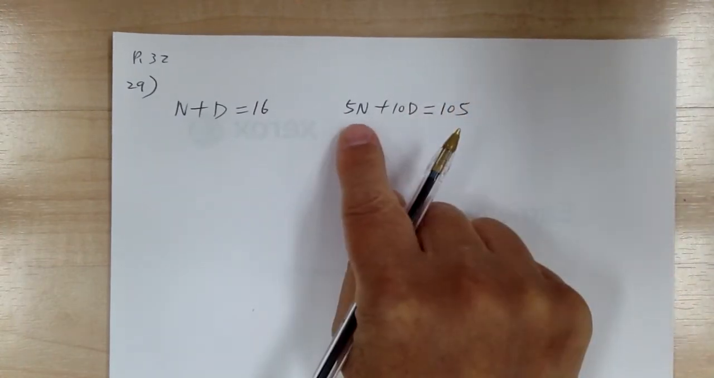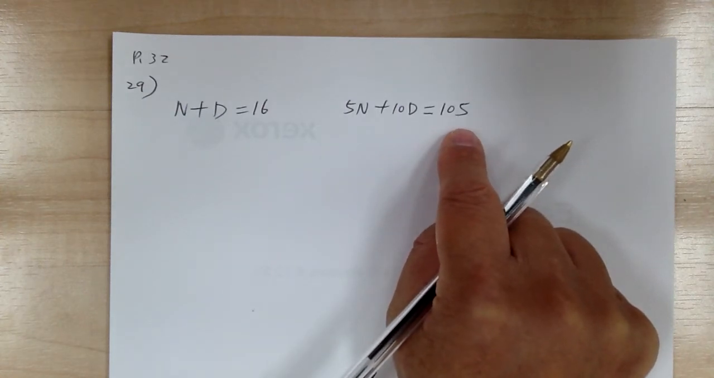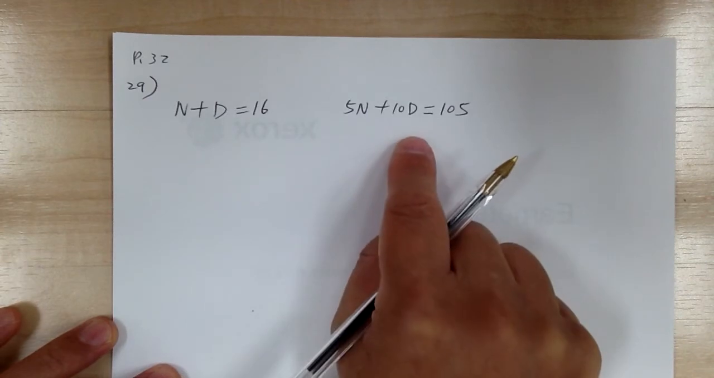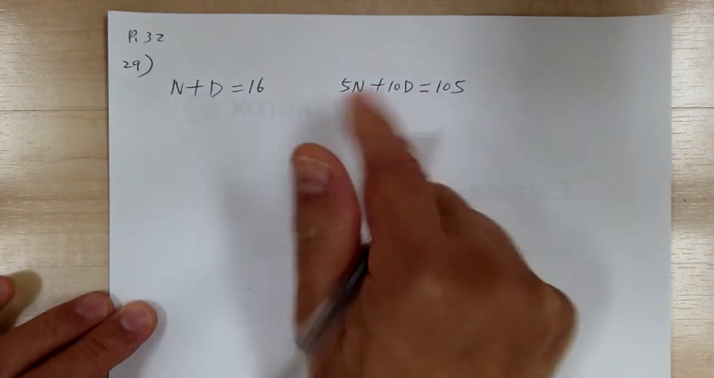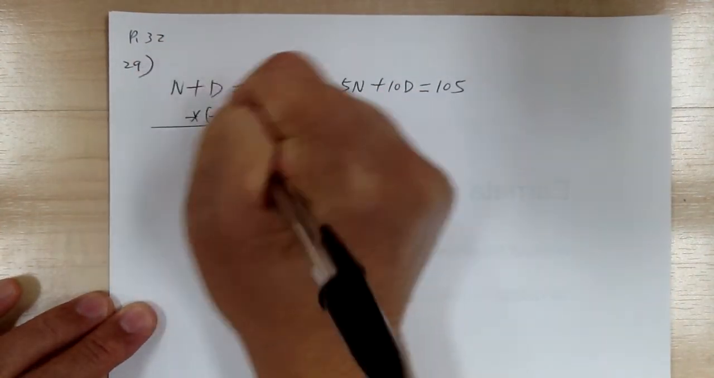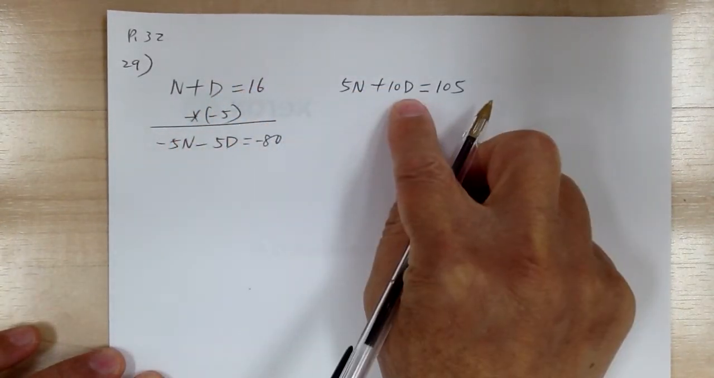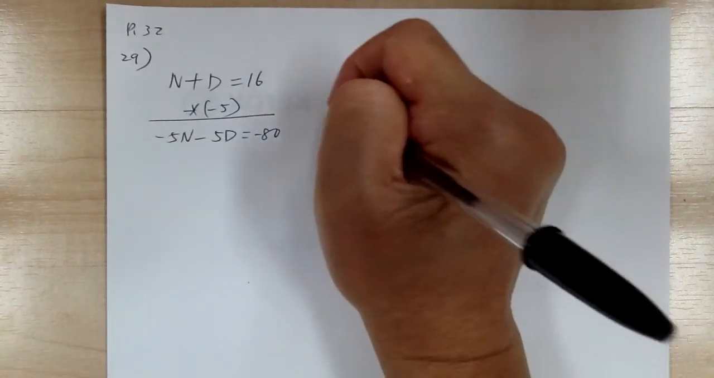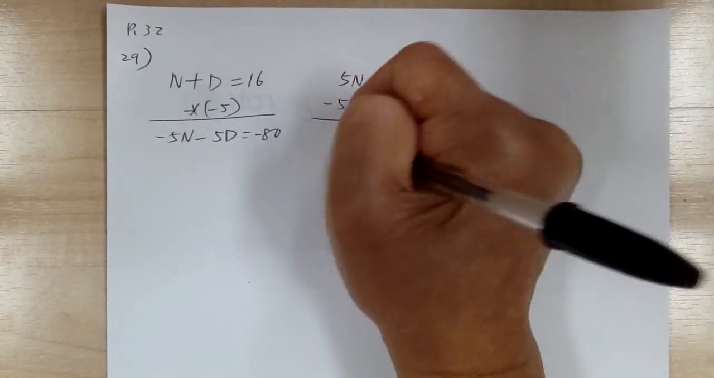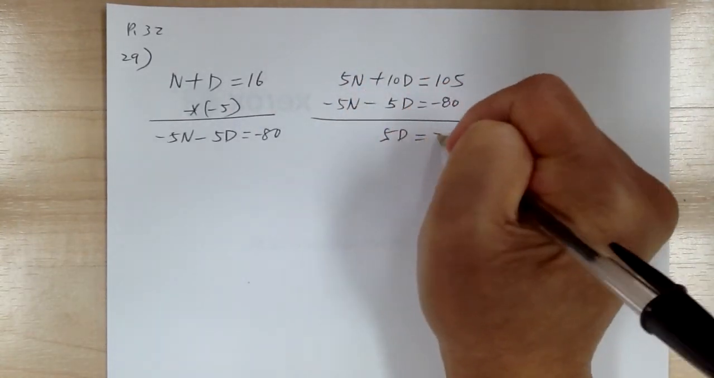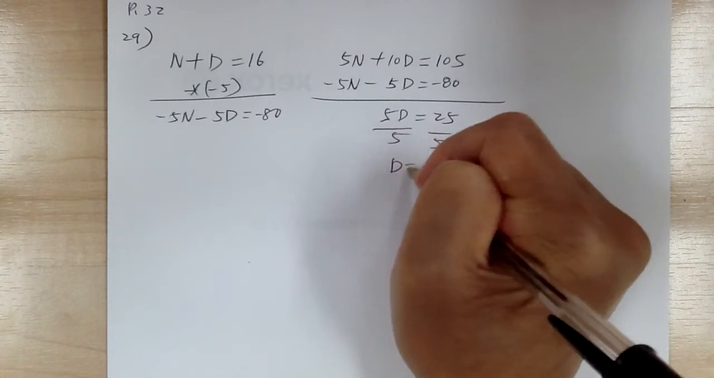Now make sure, because these are cents, you have to use 105 cents. So be careful with that. Okay, so now you just have to solve the equations. So I'm going to eliminate the n, lower numbers, that way I don't end up with a negative number. So times it by -5. So I get -5n minus 5d equals -80. Then I'm going to move over here again using the elimination method. So this cancels out, so you got 5d equals 25. And divide by 5, so d equals 5.